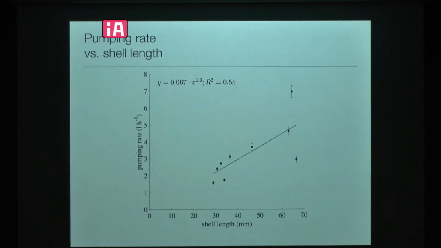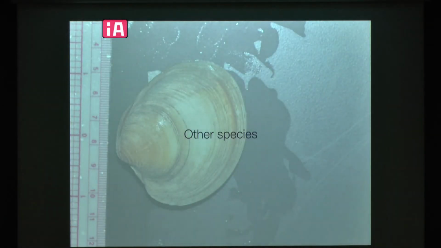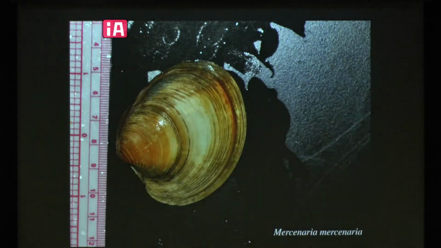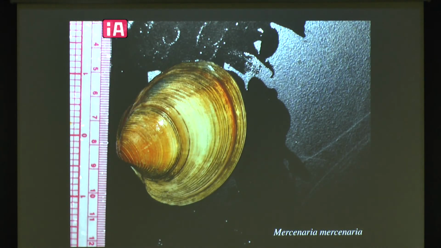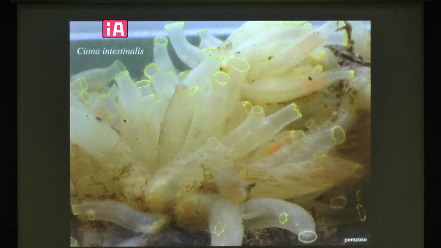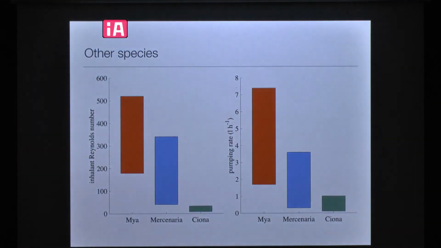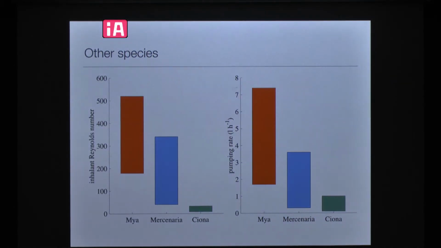We can also use this to calculate the pumping rate. In this case, we found a linear relationship, and this is similar to what was seen for clearance rate experiments. We also looked at a few other species. This is Mercenaria mercenaria, the hardshell clam, and Ciona intestinalis. It's a solitary tunicate. And so we got a range of Reynolds numbers and pumping rates for these animals.